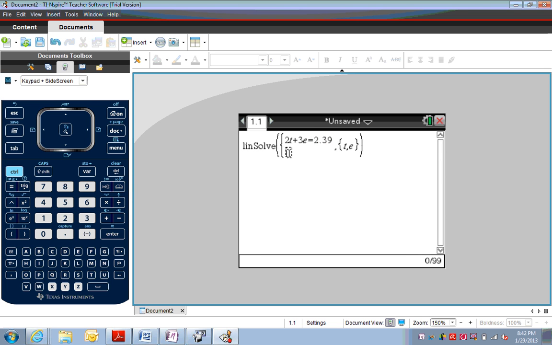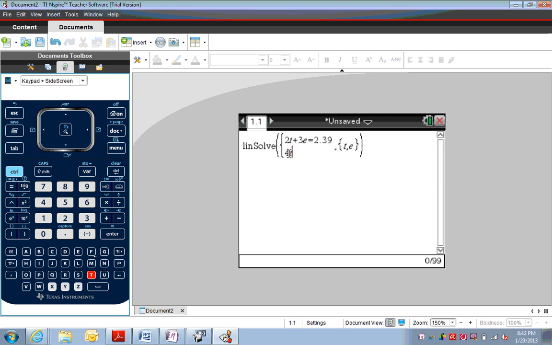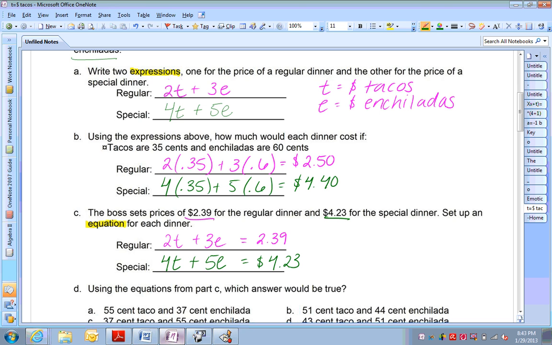Okay, now moving on to the next equation, I'm going to type in 4T plus 5E equals 423. Alrighty, then all you have to do is hit enter. And now if you notice, the first variable we have up here is T. And the variable that we're dealing with in the first set of parentheses is T. So the cost of a taco is going to be 37 cents, and the cost of an enchilada is going to be 55 cents. Okay?